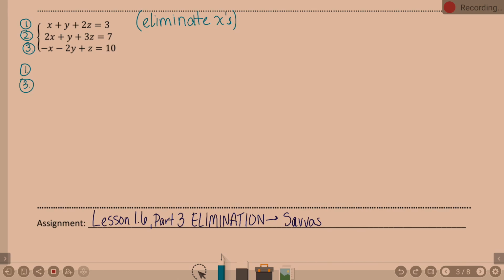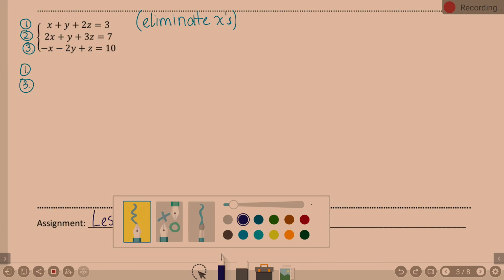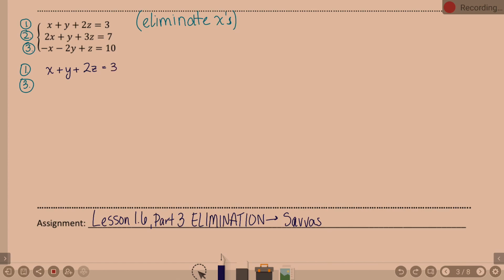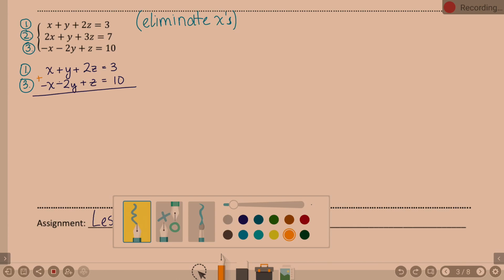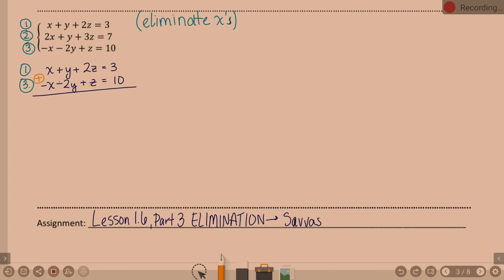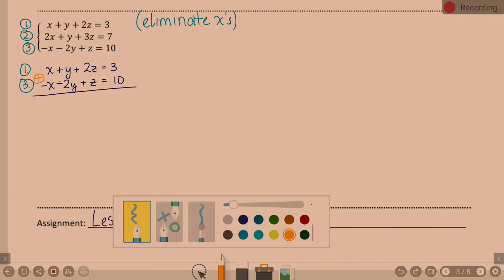So let me write those equations out. Equation 1 is x plus y plus 2z equals 3. And equation 3 is negative x minus 2y plus z equals 10. And we're going to add the equations together. We've got positive x and negative x. We're going to add those. What is x plus negative x? Cancels. Cancels to be 0x.